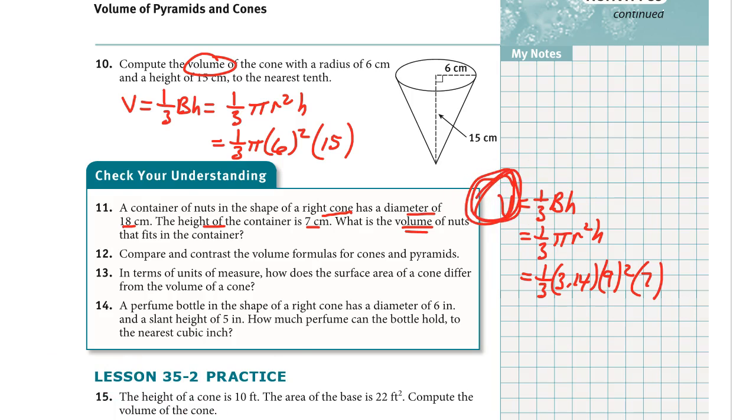So let's summarize. In this lesson, we discussed how to find the volume of the pointed three-dimensional objects, which are the cones and the pyramids. The formula is very straightforward. It's 1/3 area of the base times the height.